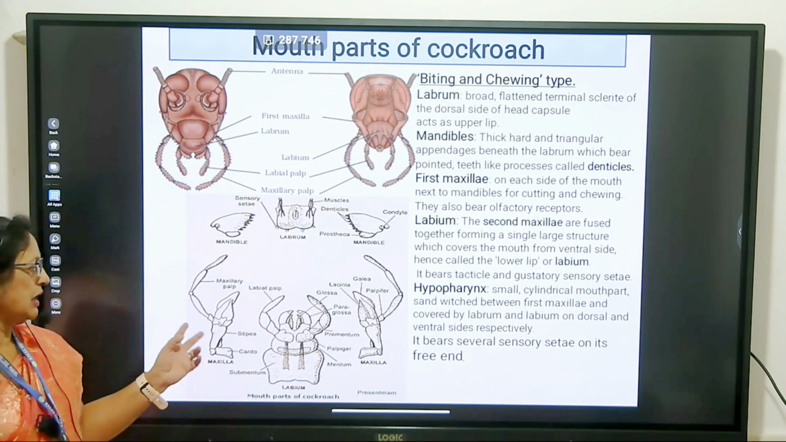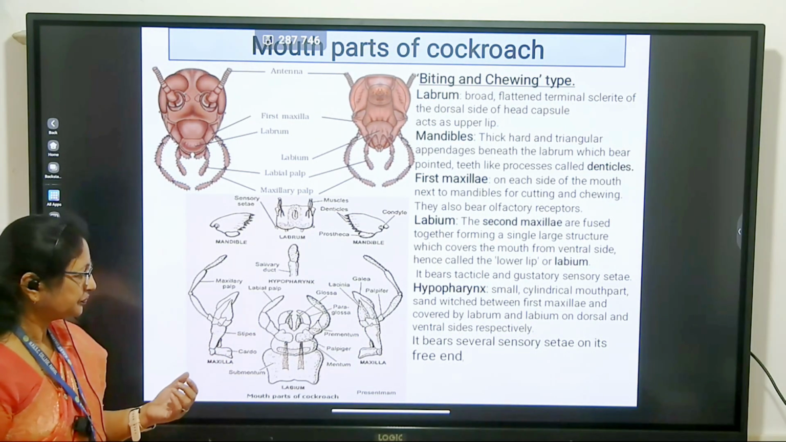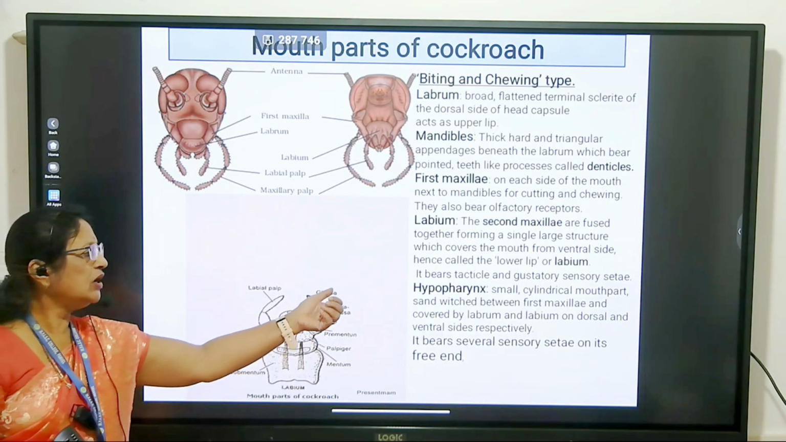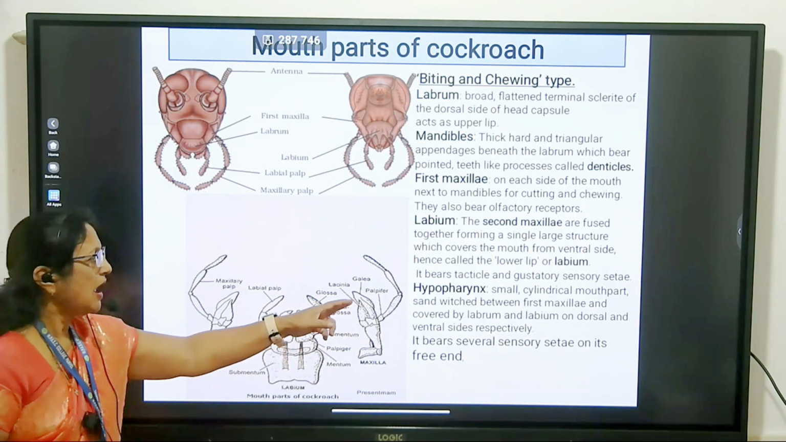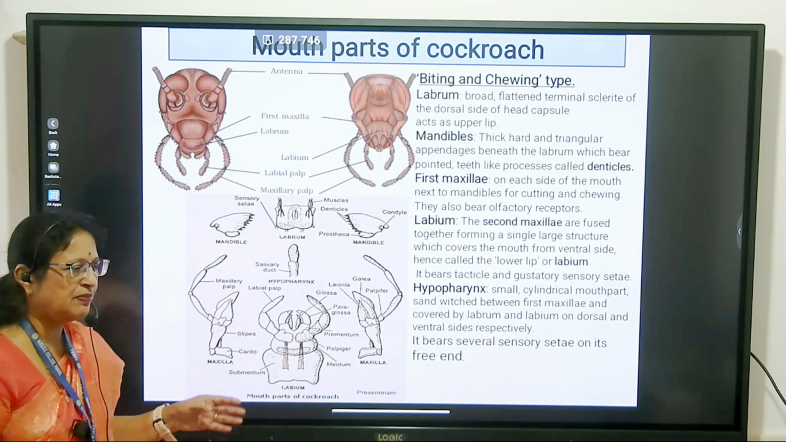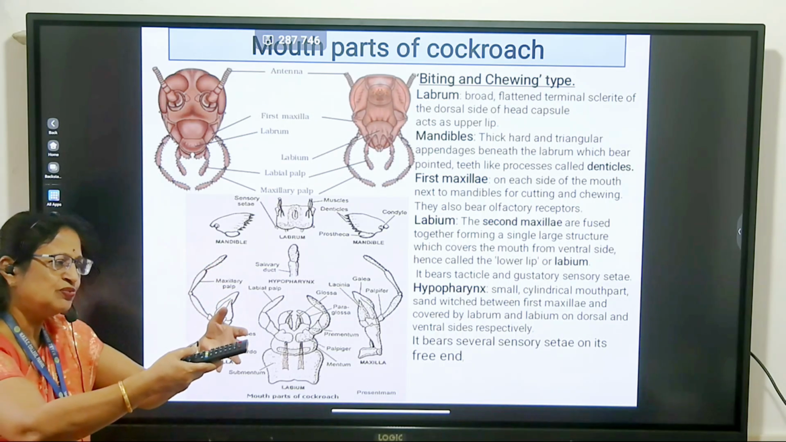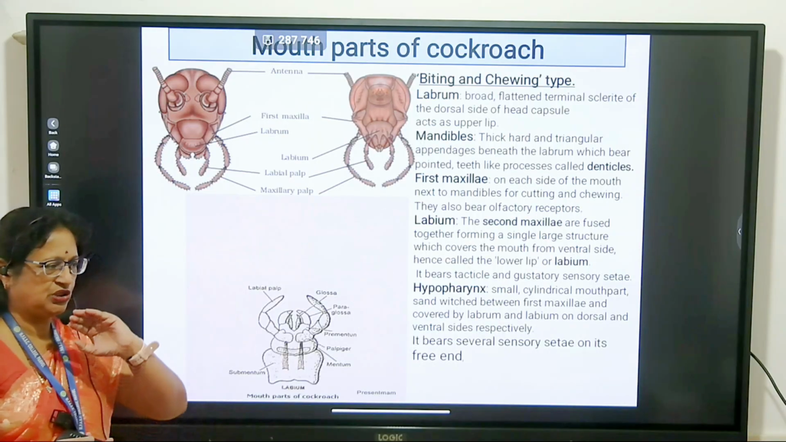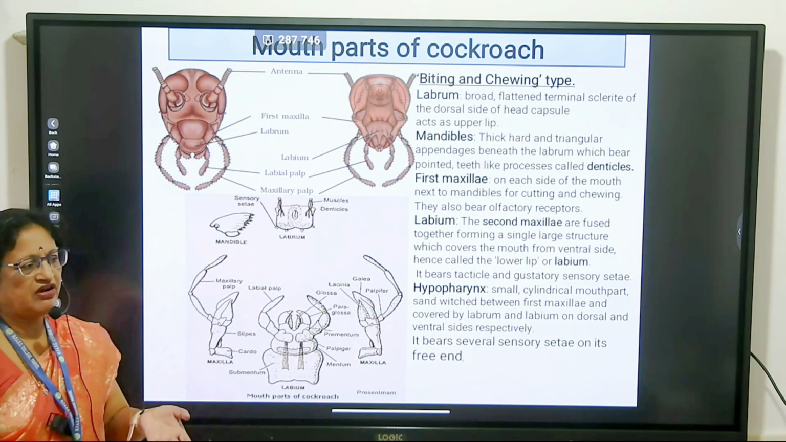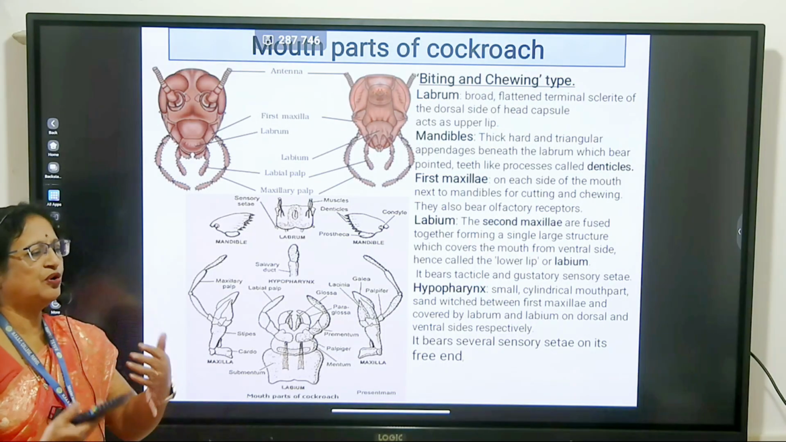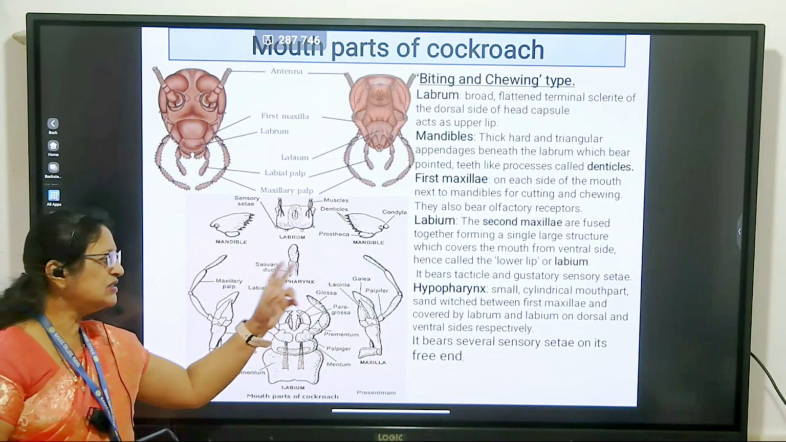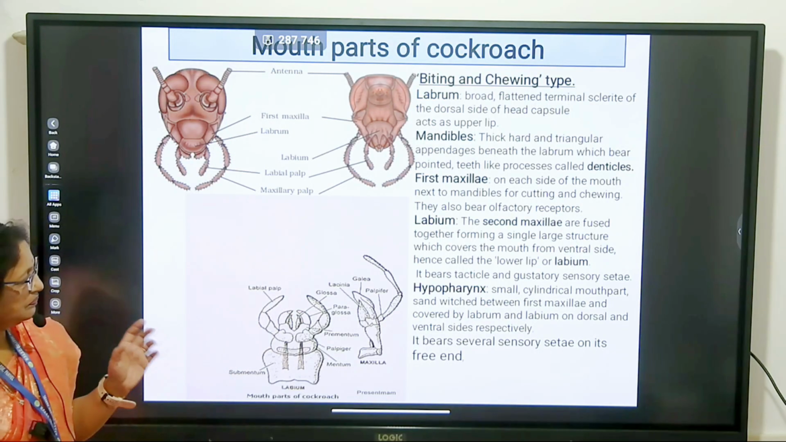These structures are called maxilla. This maxilla has jointed structures, and this jointed larger structure is called the maxillary palp. This maxillary palp is useful to hold the food which is falling down from the mouth cavity. So to enter this food back into the mouth is the function of this maxillary palp.